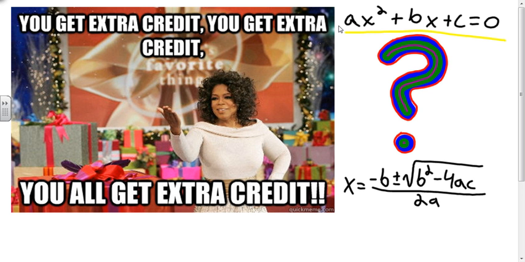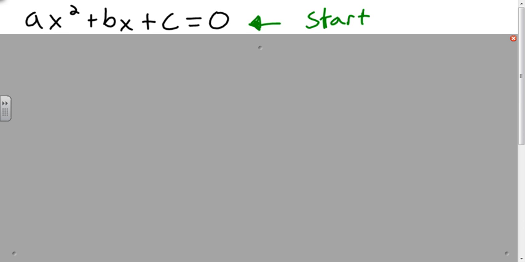we can take our basic quadratic equation, ax squared plus bx plus c equals 0, and get to solving for x, that x equals negative b plus or minus square root b squared minus 4ac all over 2a. And just like Oprah normally gives it out for free, I'm going to show you exactly how to do that.